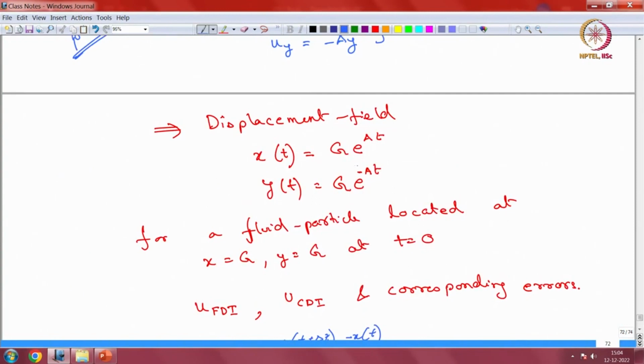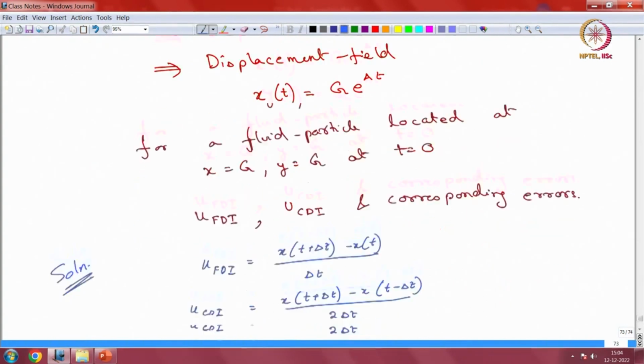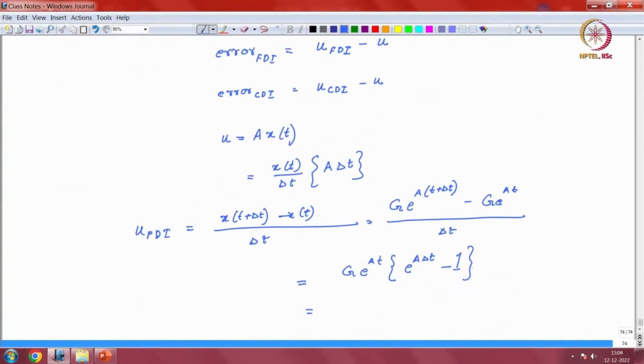So I can rewrite this entire thing as nothing but, so just if I go up, we have this expression for g e to the power at in terms of x, and I've forgotten a delta t here, so let me incorporate that. So this entire thing can be rewritten as delta t e to the power a delta t minus 1, right.